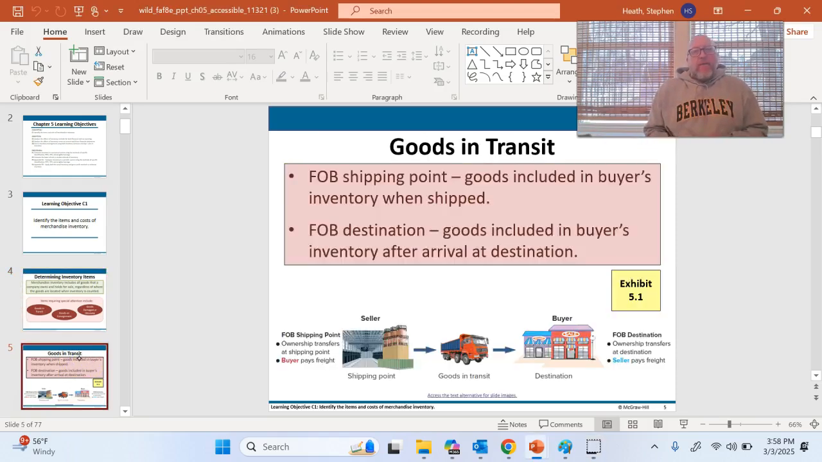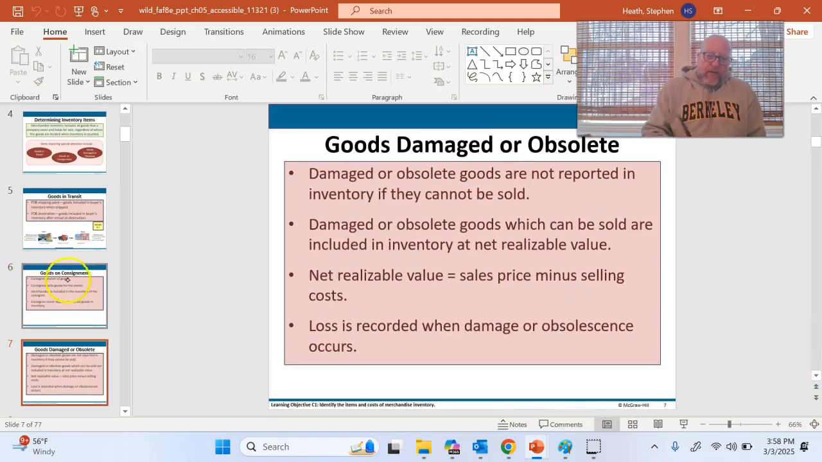A couple of terms that we've covered previously, but just to reemphasize: FOB, freight on board. FOB shipping point means that we own the goods the minute they leave the vendor's location. And FOB destination means that we don't take ownership of the goods until they land on our doorstep. Not terribly complicated.